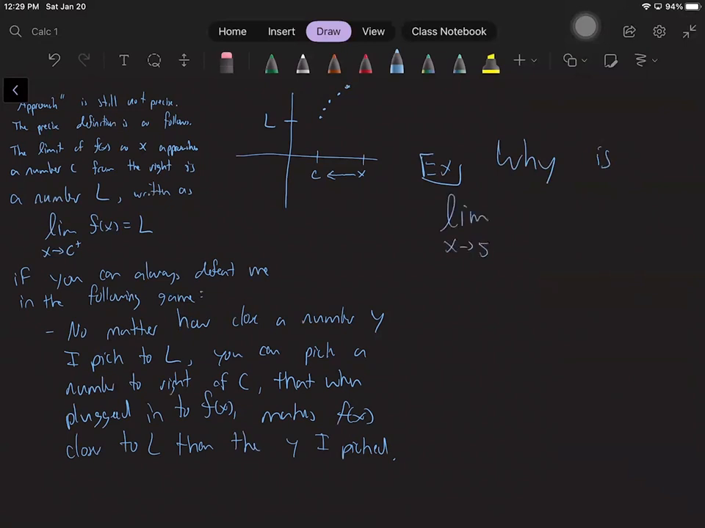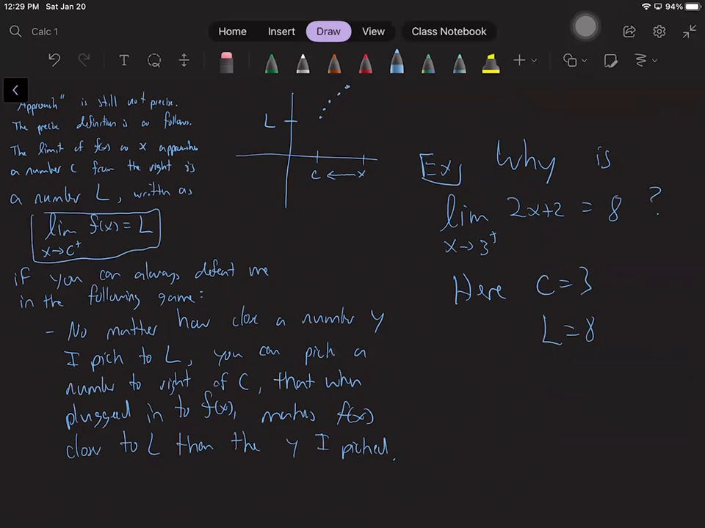y is the limit as x goes to 3. Sorry, 3, not 5. Let me just erase. Okay, y is the limit as x goes to 3 from the right of 2x plus 2. Y is this 8. Okay. According to this more abstract idea, this game that you have to play. Okay, so first let's identify everything. So here c is 3 and L is 8 in this notation here, right?